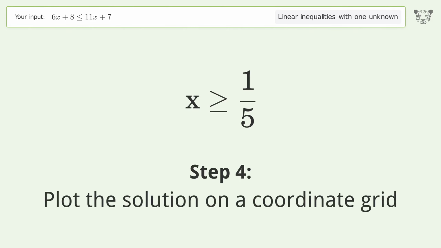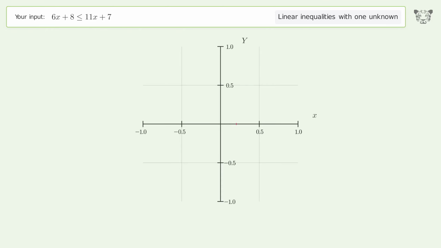Plot the solution on a coordinate grid. And so the final result is x equal or greater than 1 over 5.